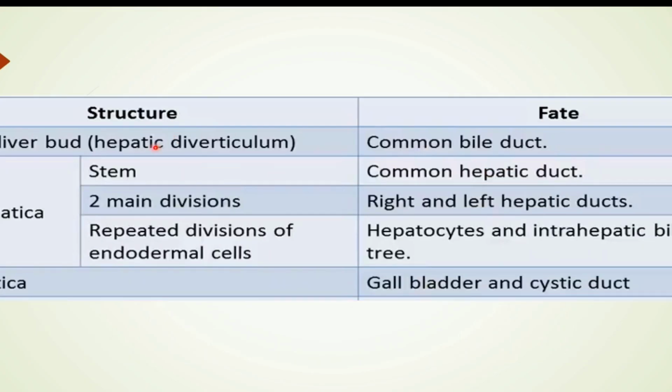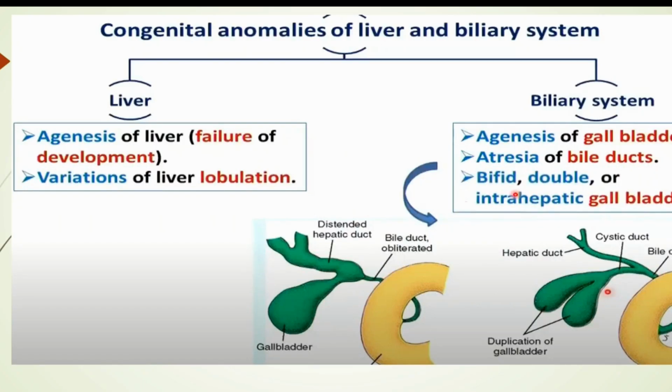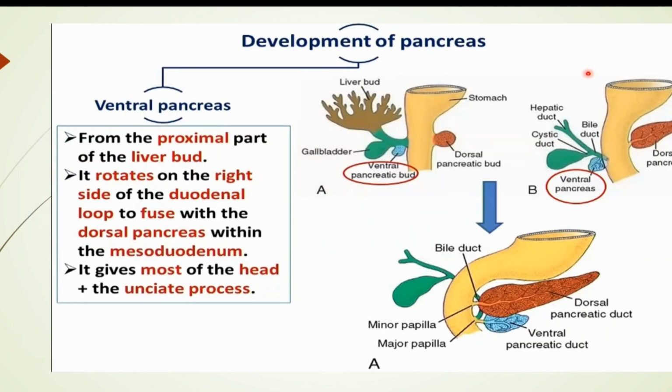This is the fate of various structures of the hepatic diverticulum, forming the intra and extrahepatic ductal system. So for the anomalies associated with development, if there is any arrest during development, it results in either agenesis of the liver or variation in the lobulation of the liver, and arrest in the development of the biliary system results in agenesis of the gallbladder, atresia, bifid, double or intrahepatic gallbladders.